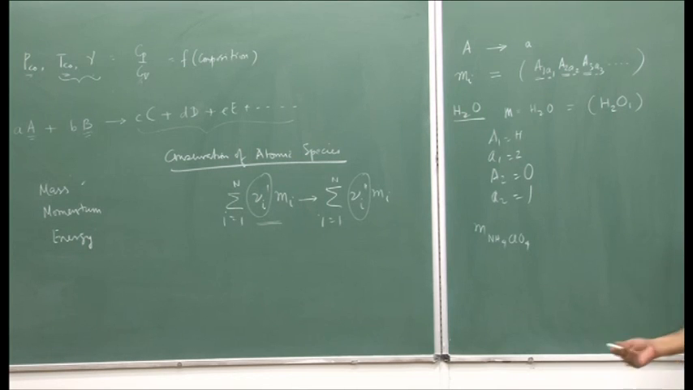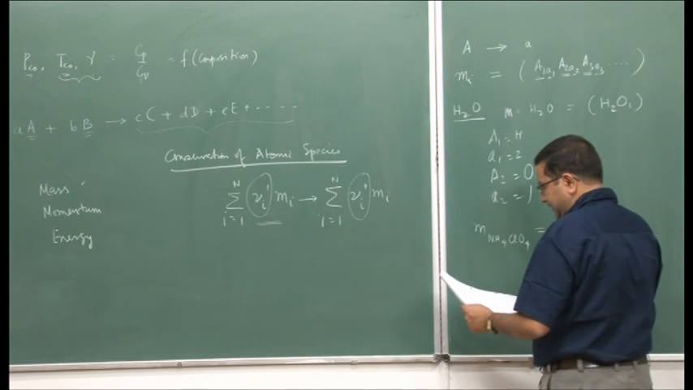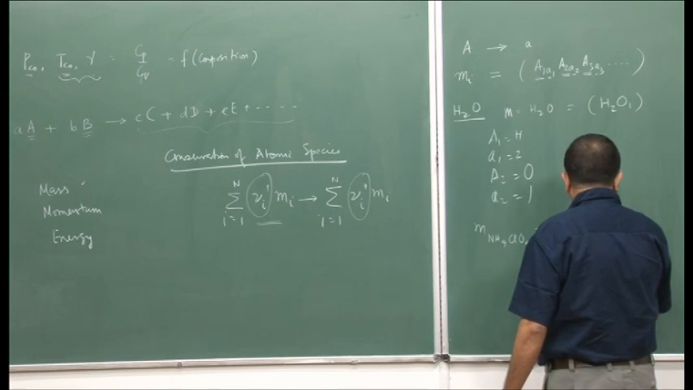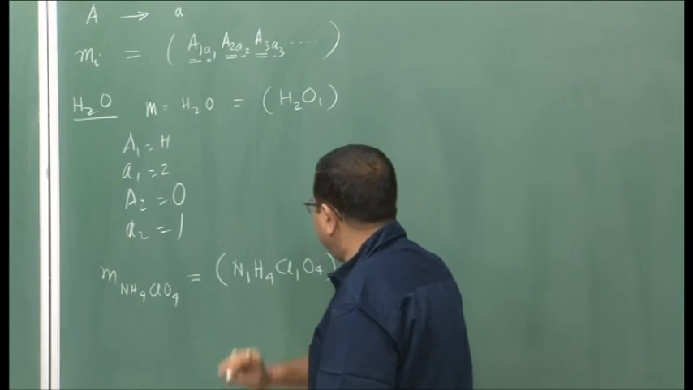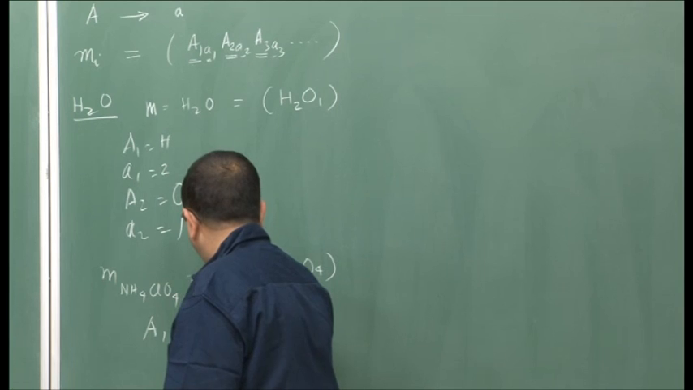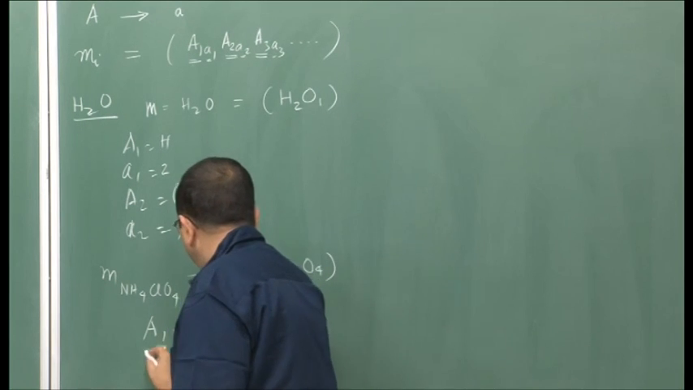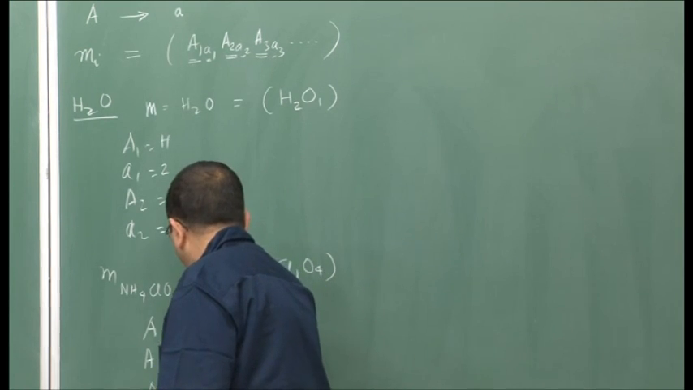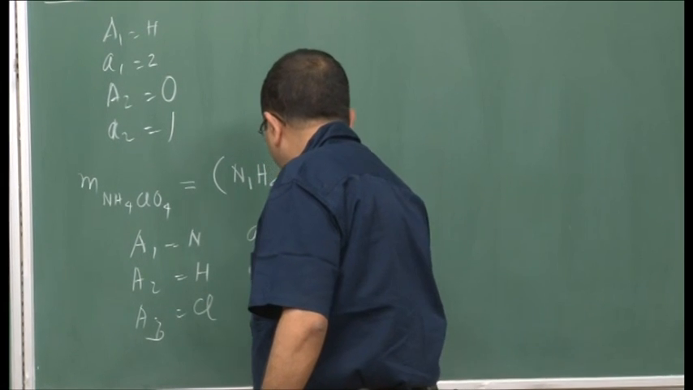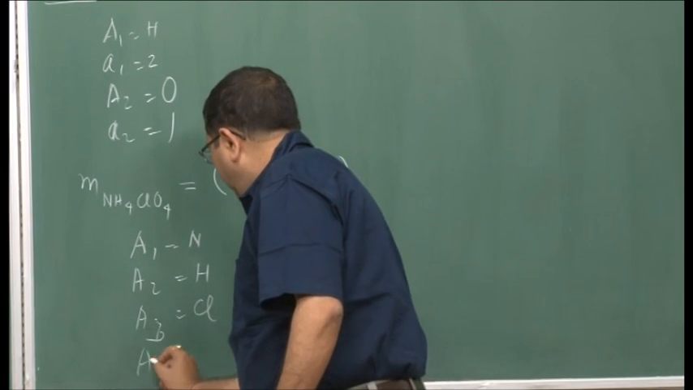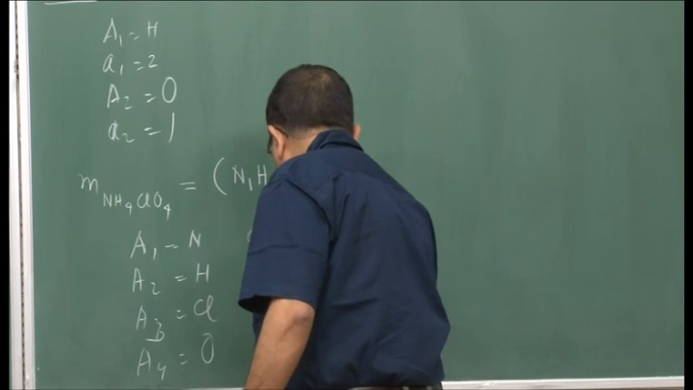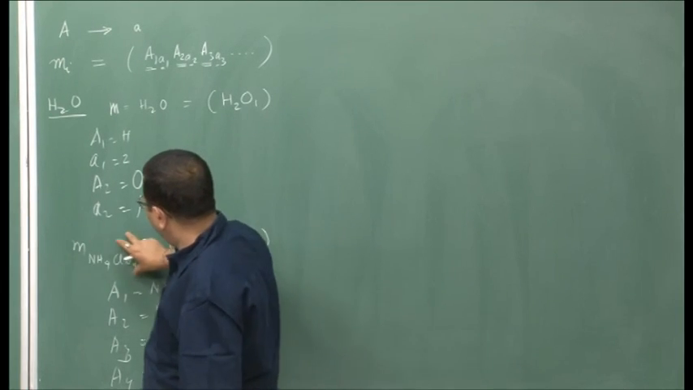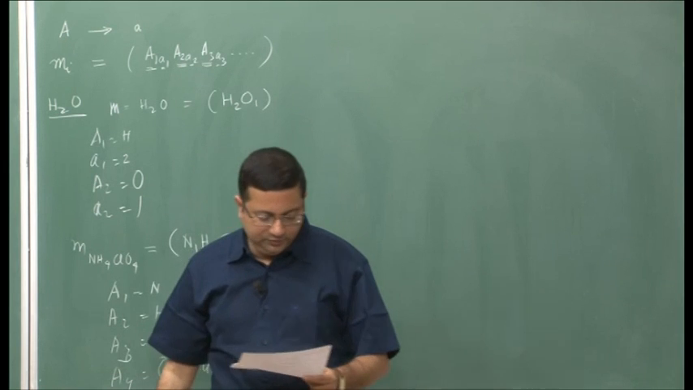NH4ClO4, that is typically a propellant, a solid propellant. So, this can be written as N1H4Cl1O4. Therefore, for this case, my A1 is nitrogen, small a1 is 1; A2 is hydrogen, small a2 is 4; A3 is chlorine, small a3 is 1; and A4 is oxygen, small a4 is 4. Okay. So, this is the representation of a molecular species in terms of the atomic species.